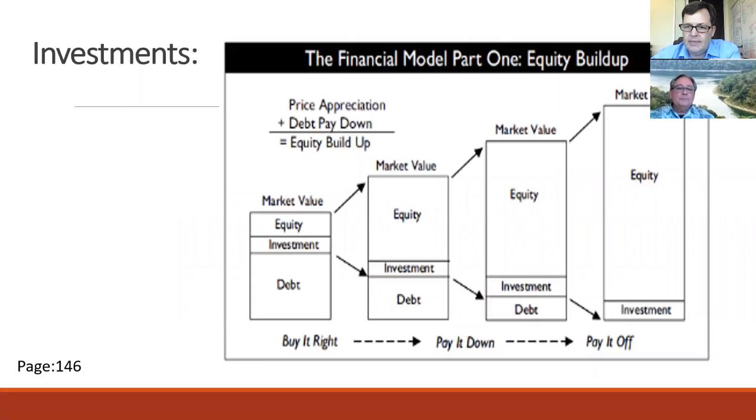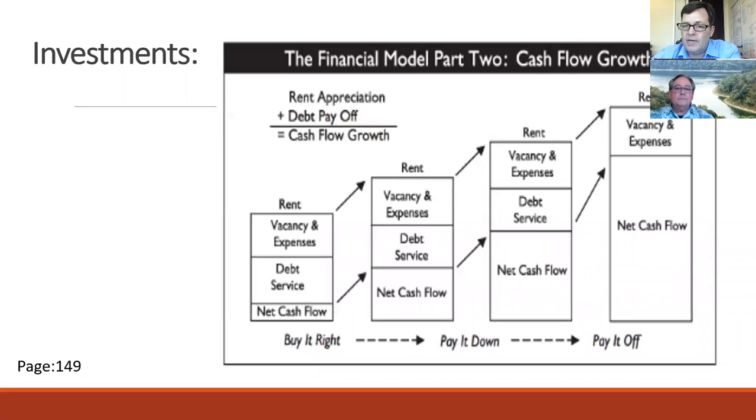First slide is a great description of how, with appreciation and debt pay down, the equity is built in the property. So with the appreciation, the market value of the property increases, and with paying off the loan, the debt goes down, and the amount of equity is the amount built in between. That's what you want to grow. That's what builds wealth.